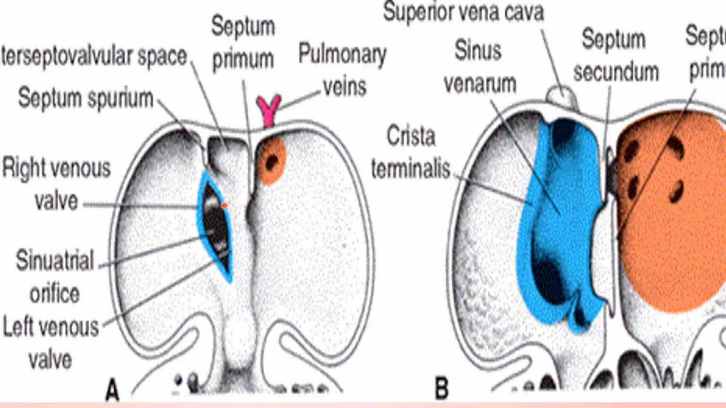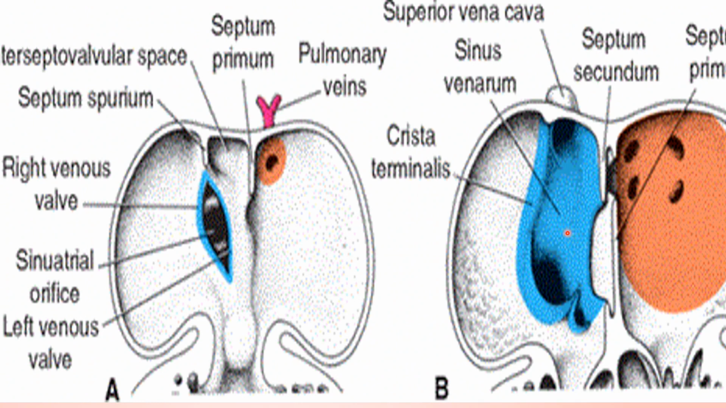So here you can also see this is the septum primum which is developing, and this is the dorsal mesenchymal protrusion which is forming. These are the endocardial cushions. This is the smooth walled parts, the left sinus valve, the right sinus valve, and the sinoatrial orifice.